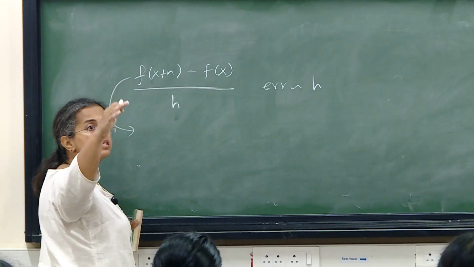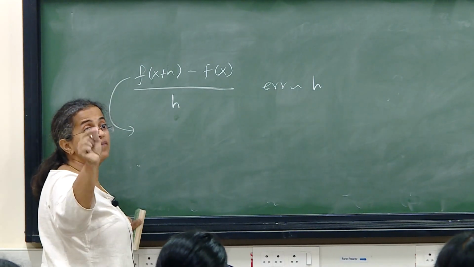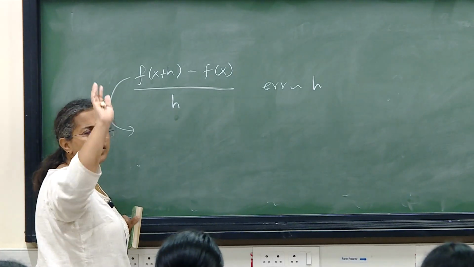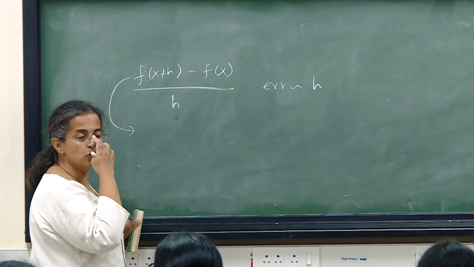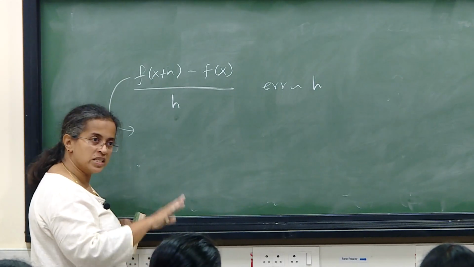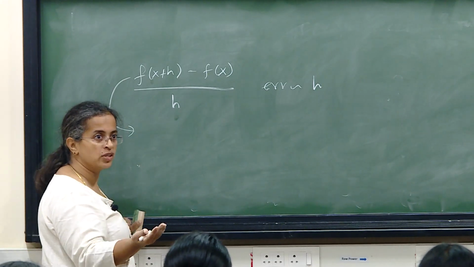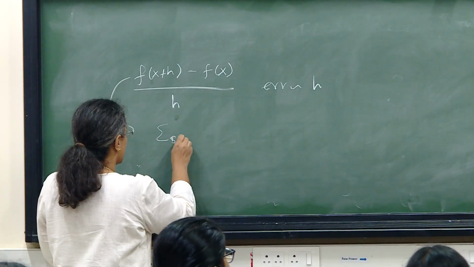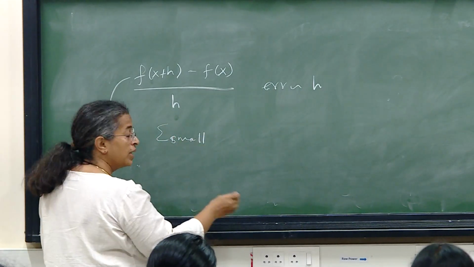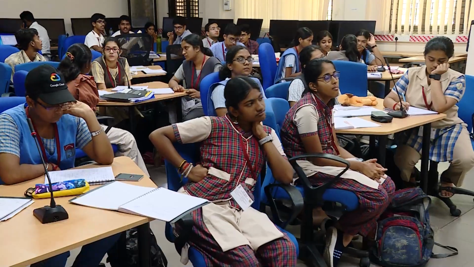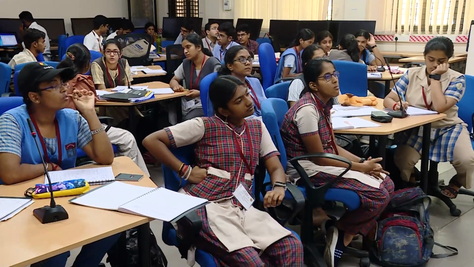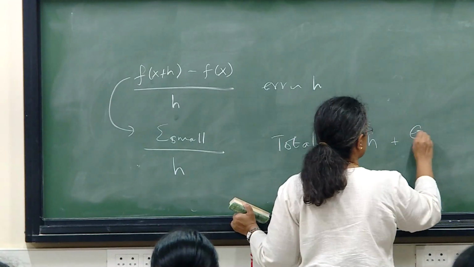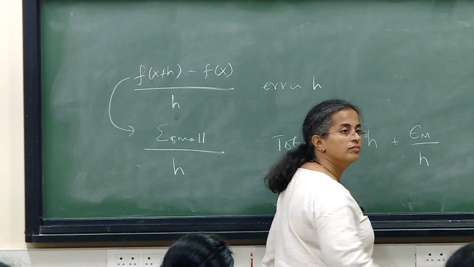Epsilon small is the last significant bit you have in your mantissa. It is 1 over 2 to the power 23 or 1 over 2 to the power 53 or so, depending on whether you've used single or double precision. Translated to decimals, it's 10 to the minus 7 or 10 to the minus 15, nothing more than that. I'm going to call that number epsilon small. The round-off error is actually machine precision divided by h. So the total error is h plus epsilon m over h.